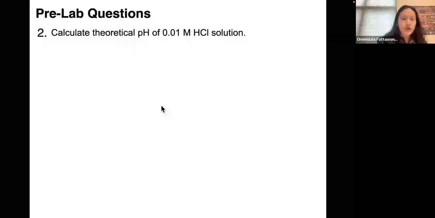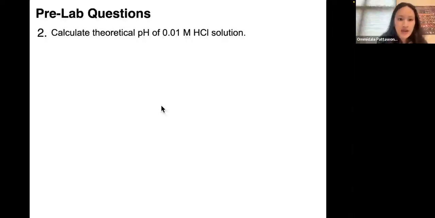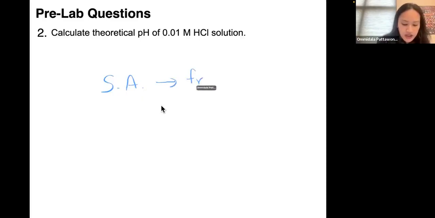So let's take a look at question 2. Question 2 asks us to calculate the theoretical value of the pH of hydrochloric acid. Note that before you can calculate the pH, you need to know first whether the acid is a strong acid or a weak acid, because we are going to treat these differently. If it's a strong acid, you are going to follow the instruction from lecture chapter 14.6. If the acid is a weak acid, then you are going to follow the instruction from lecture 14.7.